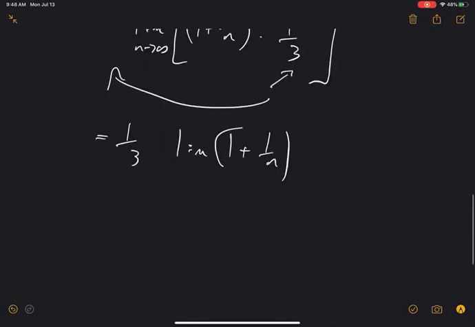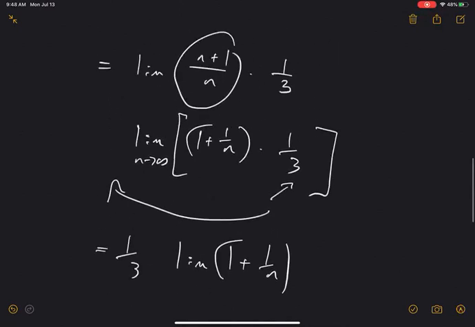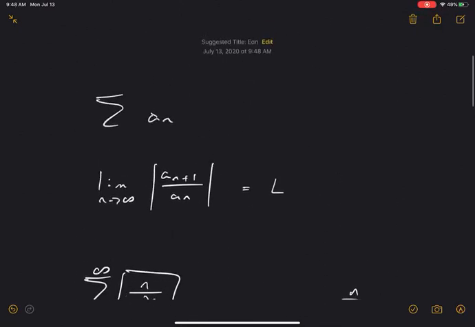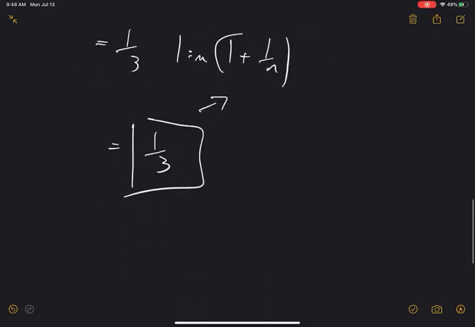And then the limit of this thing is 1. So I have 1/3 times 1. So the limit is 1/3. So that's the kind of machinery of the ratio test. And now what this limit ends up being, that's going to give us our kind of information.